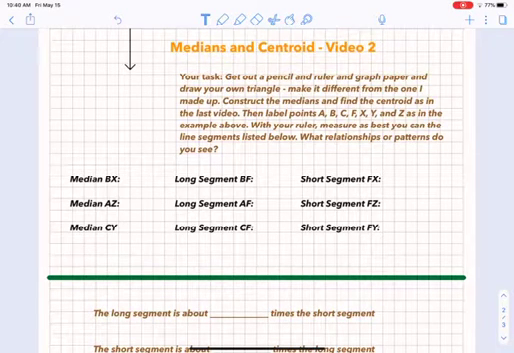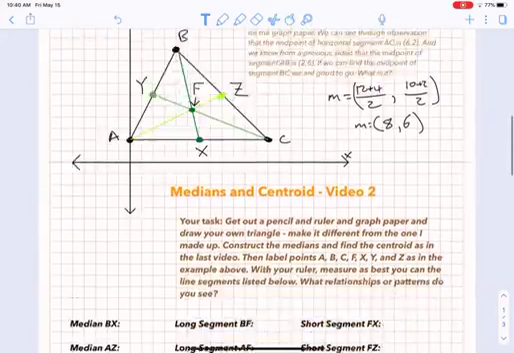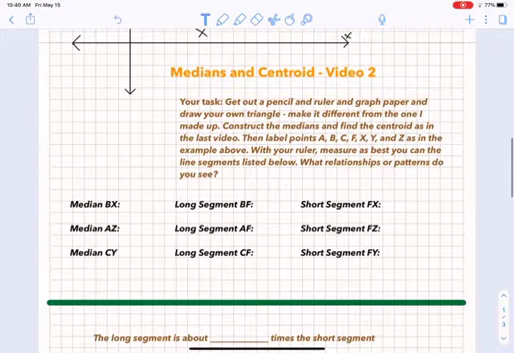So for our second video on medians and centroids, you have some work. What I want you to do is get out a pencil and a ruler and some graph paper, and I want you to draw up your own triangle. I'd like it to be different from the one that I made up here. But like we did here, I want you to construct the medians.